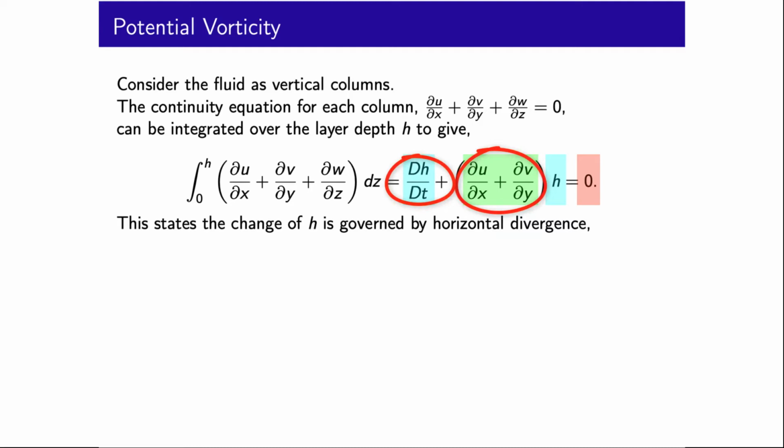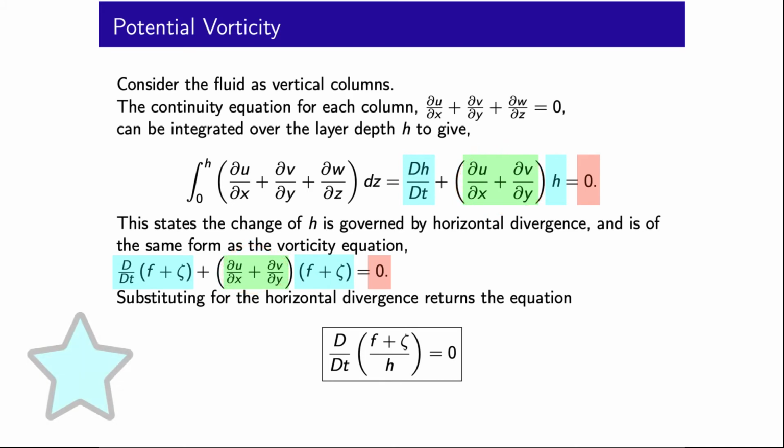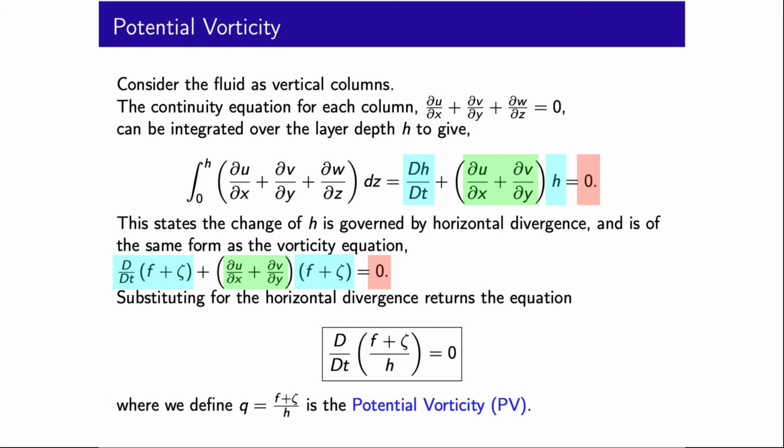Now, this equation has the same form as the vorticity equation, so we can use the common term, the horizontal divergence, to combine these two equations to get this expression. The total time derivative of f plus zeta on h is 0. This term, f plus zeta on h, is defined as q, and we call it the potential vorticity.